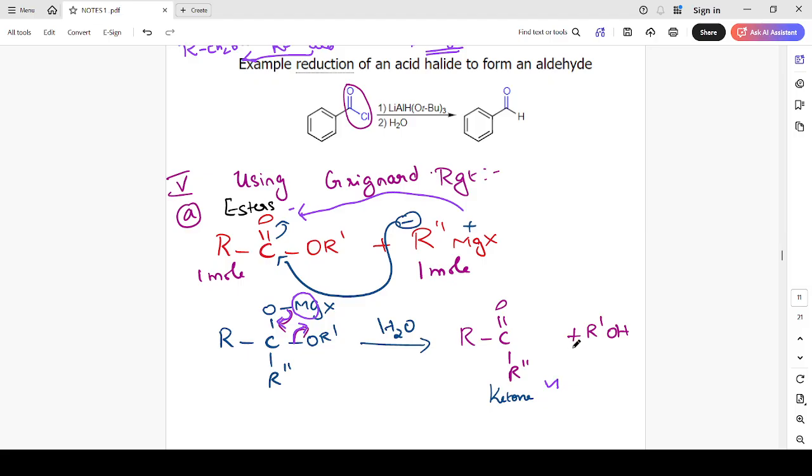Clear? Along with an alcohol. What if I use 2 moles of Grignard? What will be your final product? It would be a tertiary alcohol. Very good, that's right. Ester with 1 mole of Grignard gives you ketone. If I use 2 moles of Grignard, it will give me tertiary alcohol.